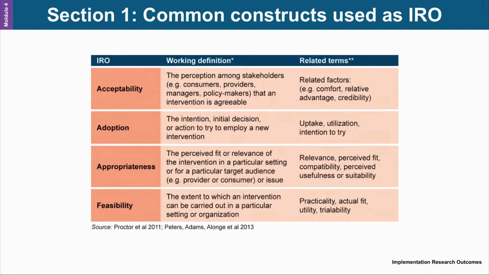So to the first construct, which is acceptability. We define it as the perception among stakeholders that an intervention is agreeable. So this is the idea that people find the way in which an intervention is delivered to be agreeable. They have some level of comfort or some satisfaction with different aspects of implementation activities around the delivery of an intervention. And that has been called by other terms, including comfort, relative advantage, and credibility.